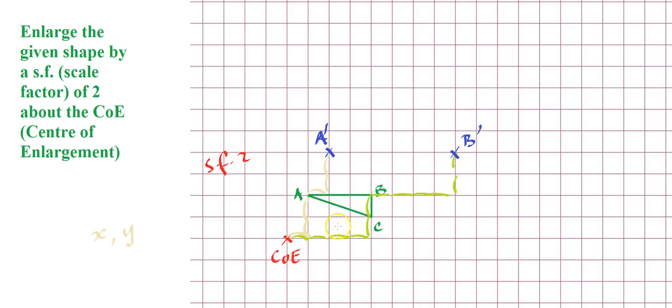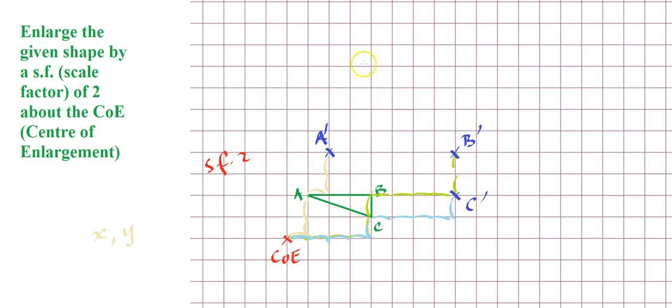And for the last one, I want to do C. So 1, 2, 3. You always start at the center of enlargement. 1, 2, 3, 4, and up 1. 1, 2, 3, 4, and up 1. And so I now know that C dash is here.